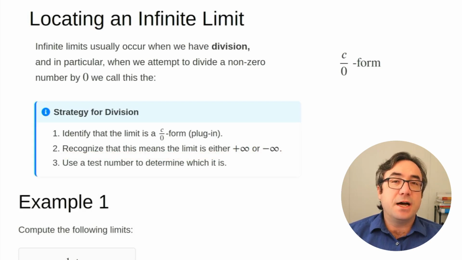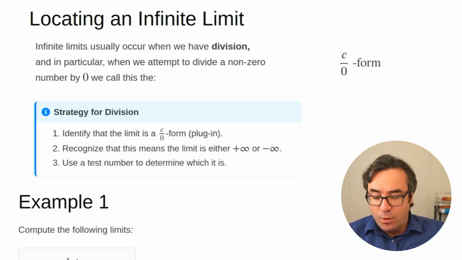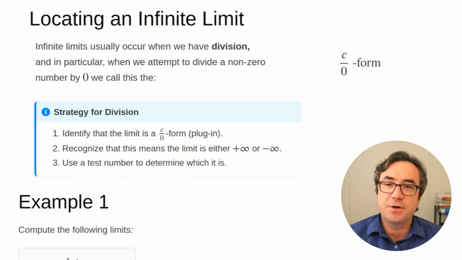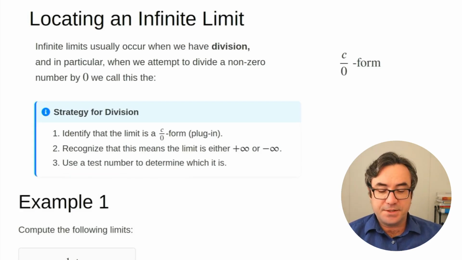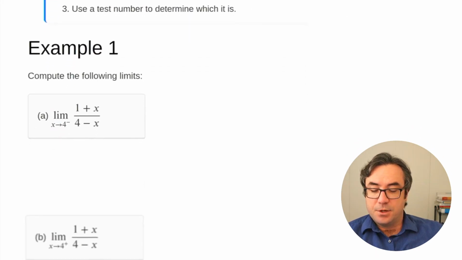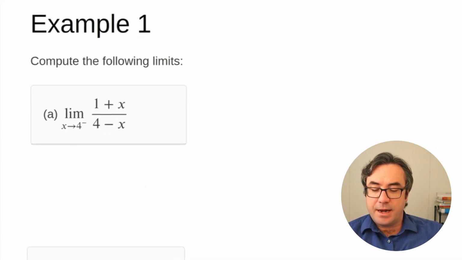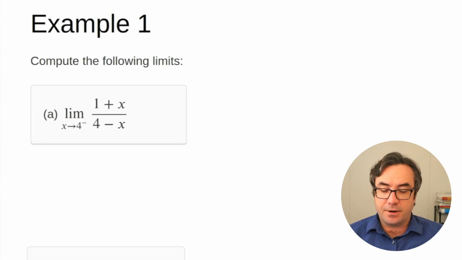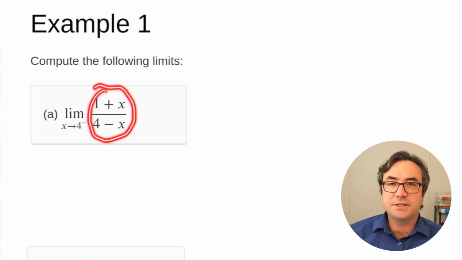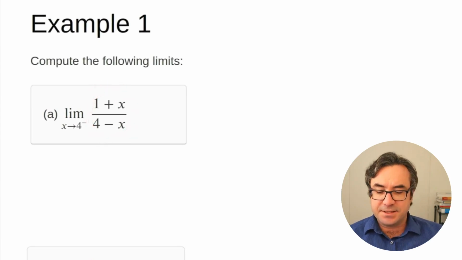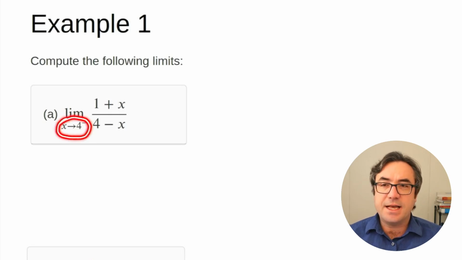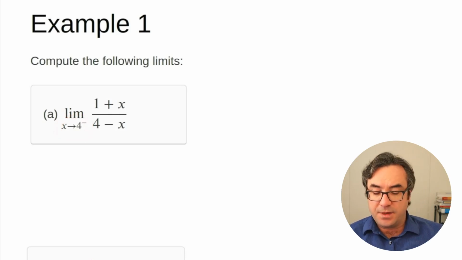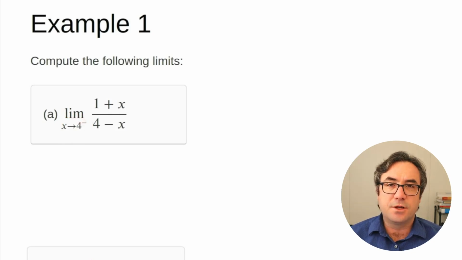And well, it's up to us to figure out which. What we're going to do is use a test number to determine, is it positive or negative? So let's try this out in an example. We're going to look at example 1, this first part here. We have this function (1 + x)/(4 - x), and we're doing the limit as x approaches 4 from the left.